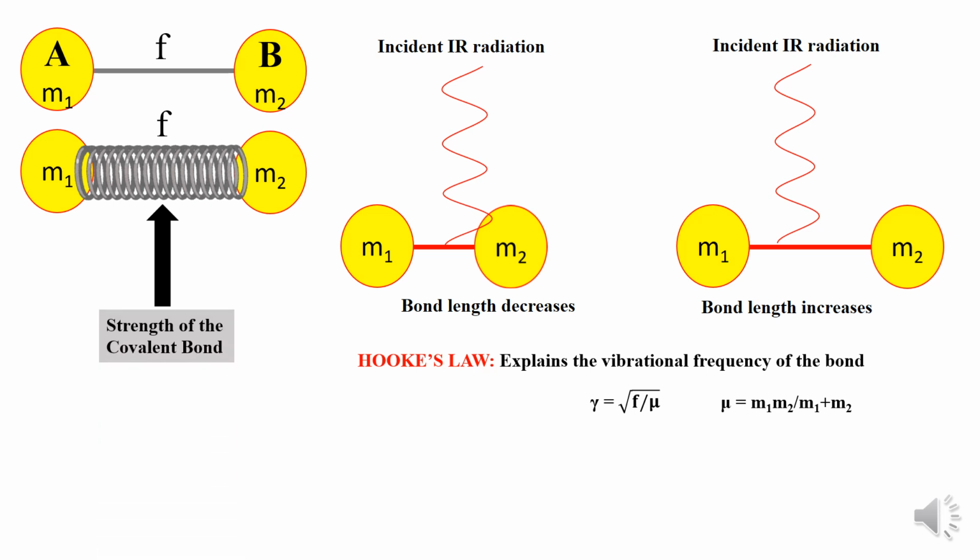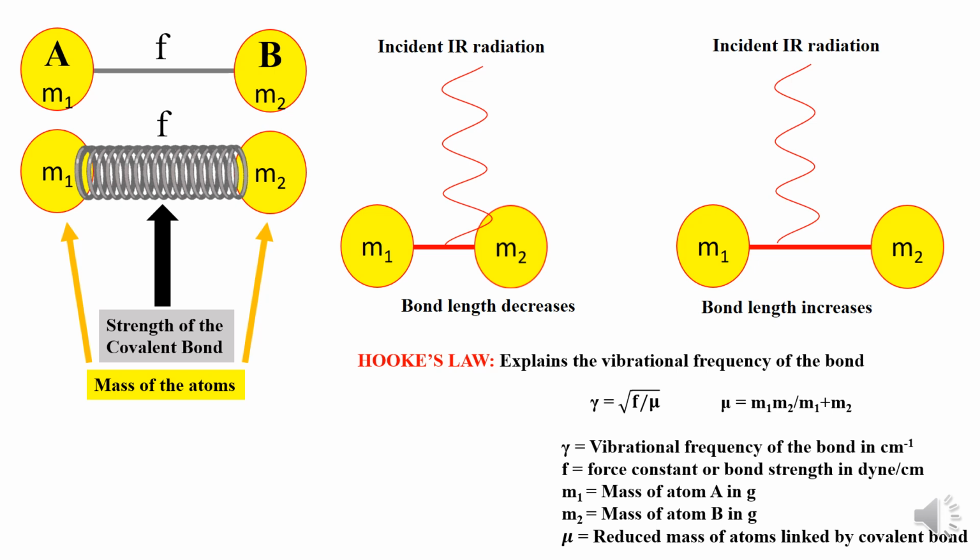Now the force constant, which expresses the strength of the bond, is the major factor influencing the vibrational frequency of the bond. So the vibrational frequency of the bond is governed by two factors. One is the strength of the covalent bond, and the other factor is the mass of the atoms that are held together by the covalent bond. So these are the two factors that govern or dictate the vibrational frequency of the bond, which is holding the two atoms together.